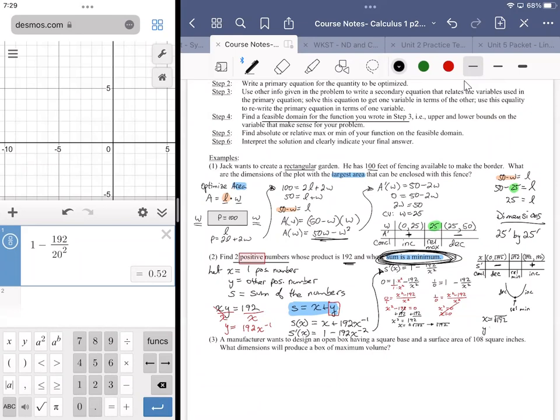The y value, just taking the most convenient representation of y being equal to 192 over x. If x is equal to the square root of 192, 192 divided by the square root of 192 is also the square root of 192. So as it turns out, they're both the square root of 192.